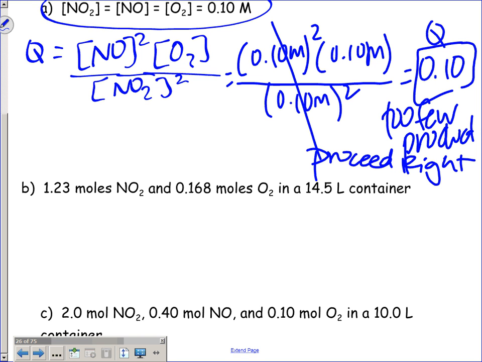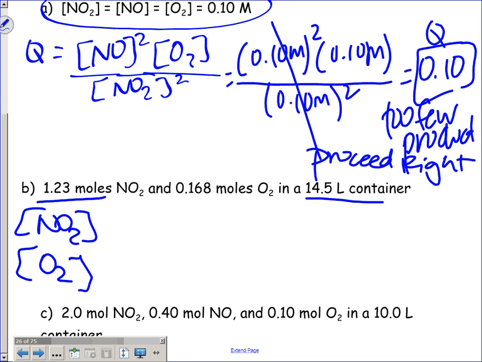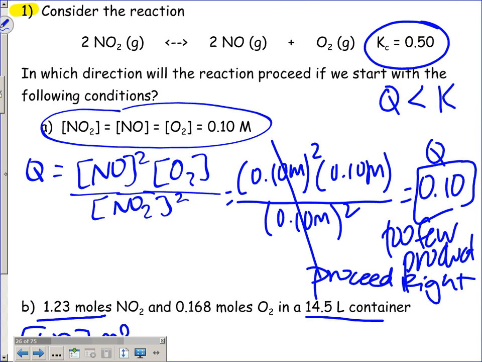Okay, so first off, I do see we need to find molarity, right? So we're given moles and we're given 14.5 liters. So we can find the concentration of NO2 here by doing moles per liter. And we can find the concentration of oxygen here by doing moles per liter. Are these reactants or products? One's a reactant, one's a product.